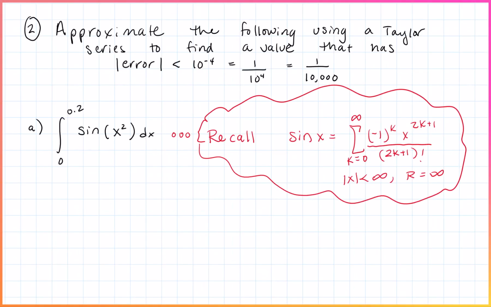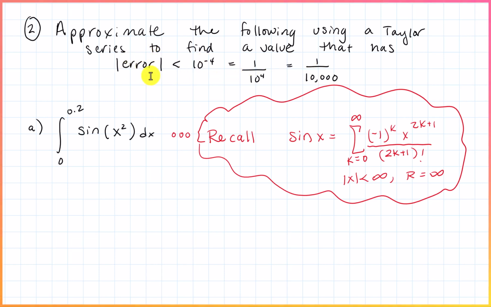Okay, let's do some integration. For these next two problems, I actually want to approximate the following using a Taylor series. So I'm going to come up with a Taylor series for a definite integral, and then I'm going to find that value to within an error that is less than 10 to the negative fourth, or 1/10,000th.